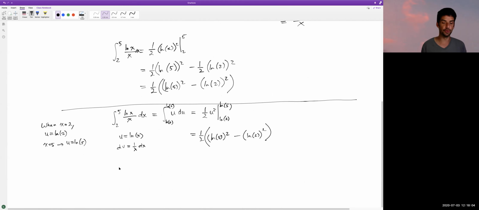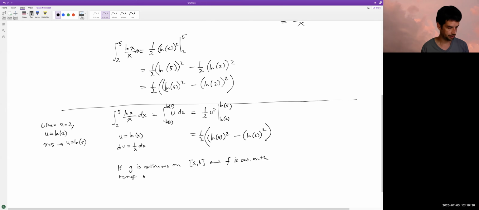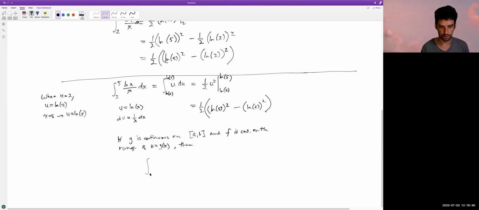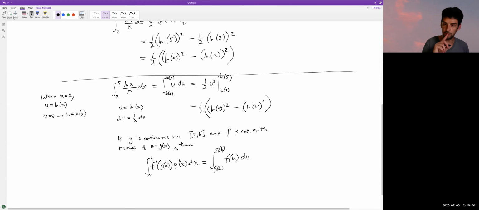Let me just write this new rule once for clarity. We would say if g is continuous on [a, b], the closed interval a b, and f is continuous on the range of u equals g of x, then the integral from a to b of f prime of g of x times g prime of x dx is equal to the integral from g of a to g of b of f of u du. Okay, which is just what we did up here.